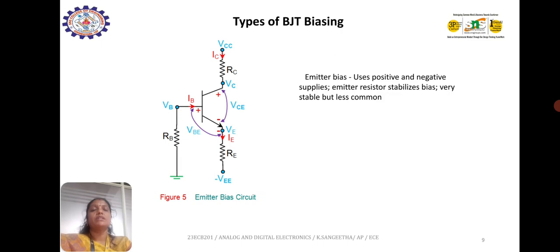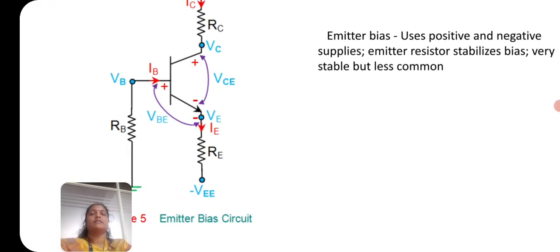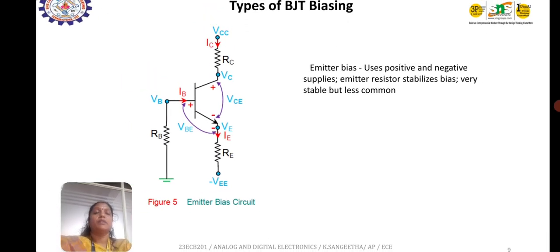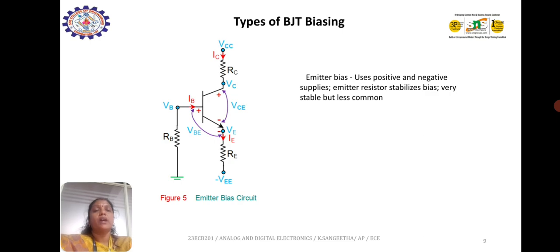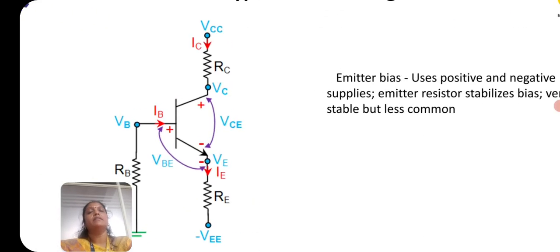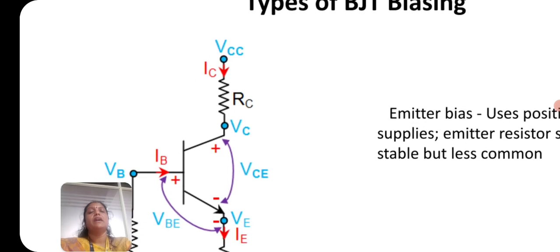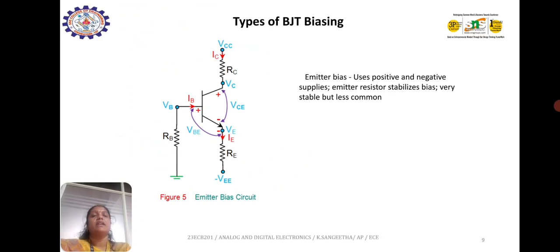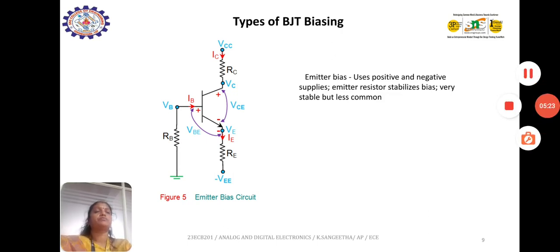So the last one is emitter bias circuit. Here in the circuit, a base resistor is connected, and an emitter resistor is also connected, and there is a small difference, that is both positive and negative supply is connected. Here VCC is the positive supply and minus VE is the negative supply. It also gives better stability of the circuit. So these are the various types of biasing.